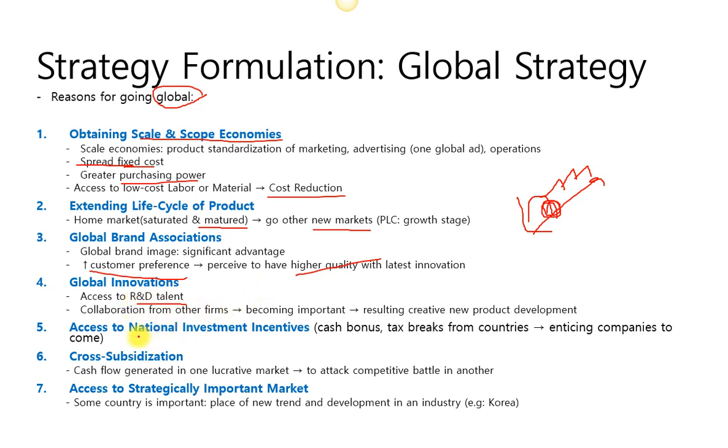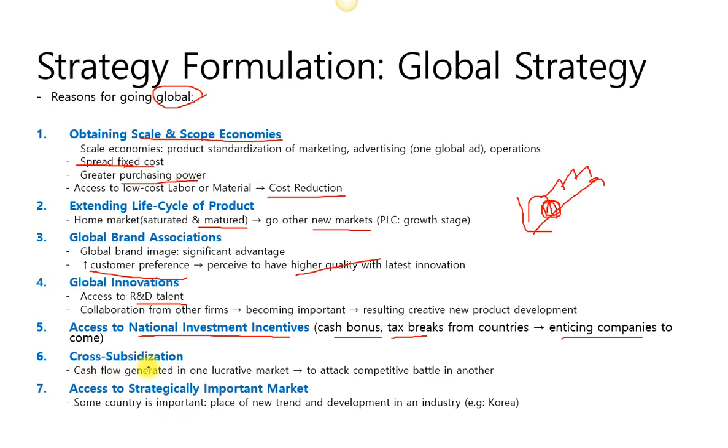Okay, access to national investment incentives. You know that car companies usually, when they set up their factories, get investment incentives from the country, right? So they have tax breaks, cash bonuses. They get investments also from the country itself. Which is very enticing to the companies, and that's why they go global.